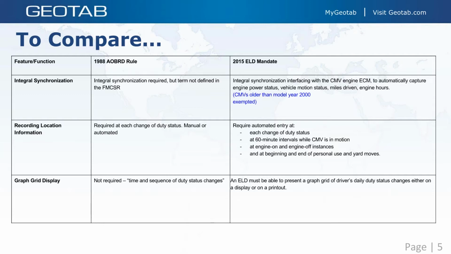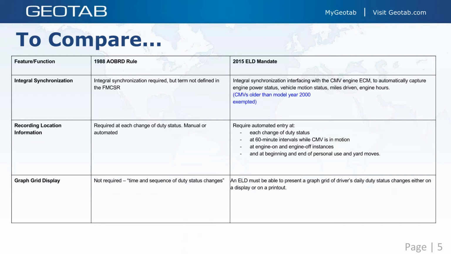Previously I was talking about snapshots, and these are what the snapshots are. We require an automated entry at each change of duty status. So that's the same as the AOBRD regulations. But now they take it one step further. At every 60-minute interval, while the CMV is in motion, you need to record a snapshot. At engine on and off instances, these events need to be recorded. And at the beginning and end of personal use and yard moves.